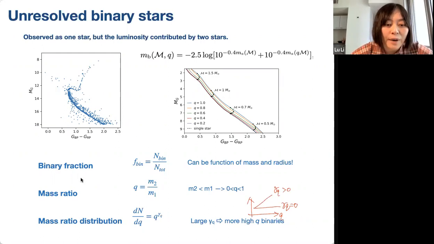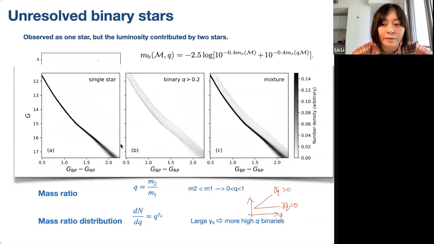So we define the binary fraction and the mass ratio here. And we use a single power law to describe the mass ratio distribution. The index of the power law is gamma Q. A large, or positive, gamma means the cluster has more high-Q binaries. In our model, we don't determine whether a star is a single star or a binary.